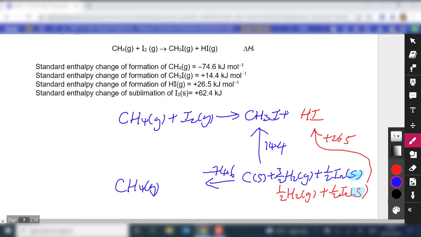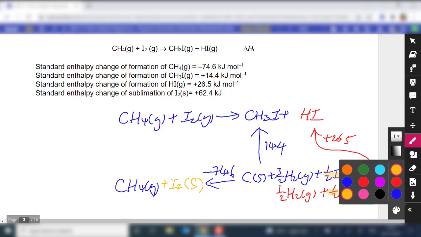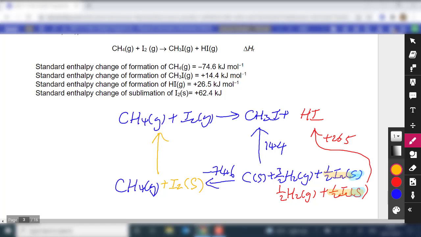Okay, and of course, the elements over here will just get carried over. So I'm just going to write it in yellow. So plus I2 solid. Then finally, I'm going to sublime the iodine. So that will need 62.4 kilojoules per mole of energy. Okay, so there's a slight typo here. You might just want to correct it. This should be per mole.